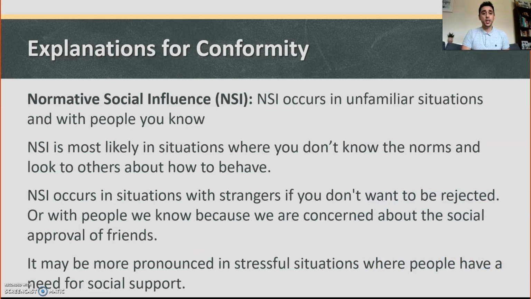Normative social influence occurs in unfamiliar situations and with people you know. Normative social influence is most likely in situations where you don't know the norms and look to others about how to behave. Normative social influence occurs in situations with strangers if you don't want to be rejected, or with people we know because we are concerned about the social approval of friends. It may be more pronounced in stressful situations where people have a need for social support.